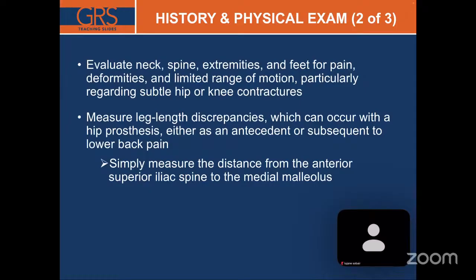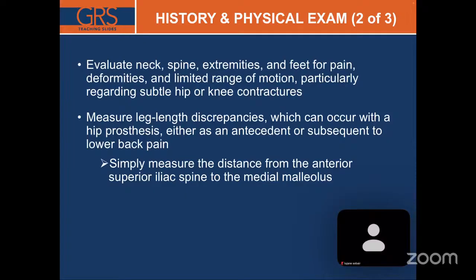Continuing in the history and physical exam, the next important aspect is to evaluate the musculoskeletal system in detail. So after gathering a thorough history and performing an initial physical exam, it's essential to assess the musculoskeletal system, the neck, the spine, the extremities, and feet for pain, for deformities, and for limited range of motion. We also have to pay special attention to subtle hip or knee contractures, as this can also significantly affect the gait. Another key step is measuring leg length discrepancies, which can occur with hip prosthesis and may either precede or follow low back pain.